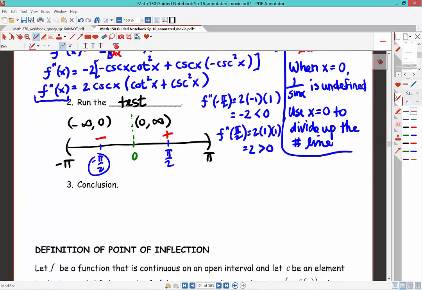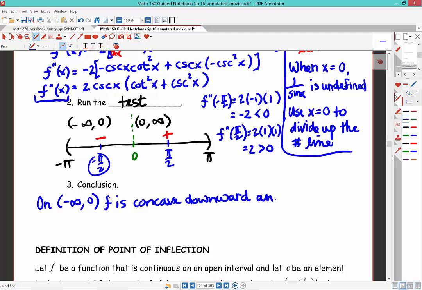So what's our conclusion? On minus infinity to 0, F is concave downward, and on 0 to infinity, F is concave upward.